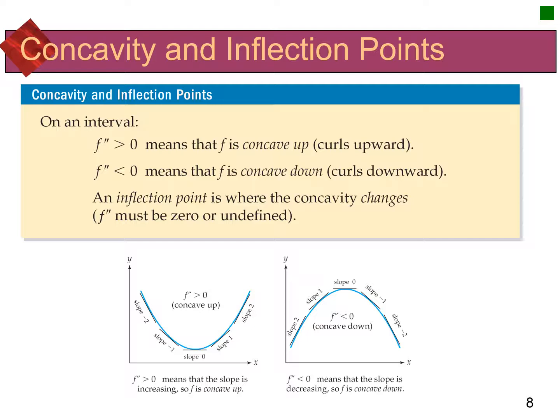Usually, if you get an x value that makes the second derivative 0, it's going to be an inflection point. Whereas you may have from time to time an x value that might make the first derivative 0 and not actually be a critical point.